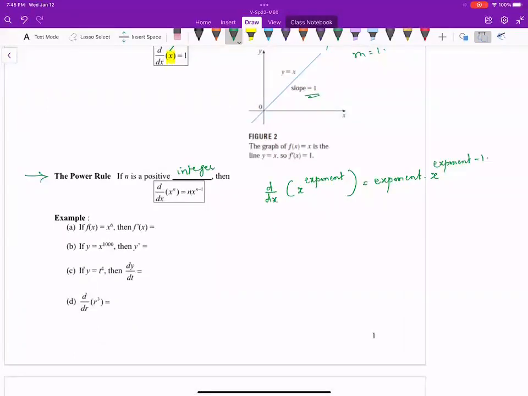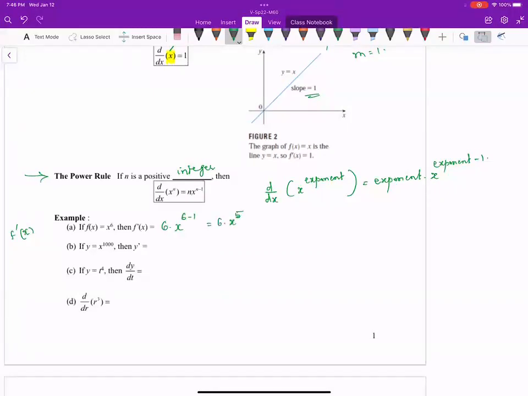In fact, we will be extending this idea of power rule to any real number. For now, we will stick with the positive integer. If f of x equals x to the power 6, then the derivative can be written as f prime x. The derivative of f of x is the exponent 6, x to the power exponent minus 1. So 6x to the power 5.